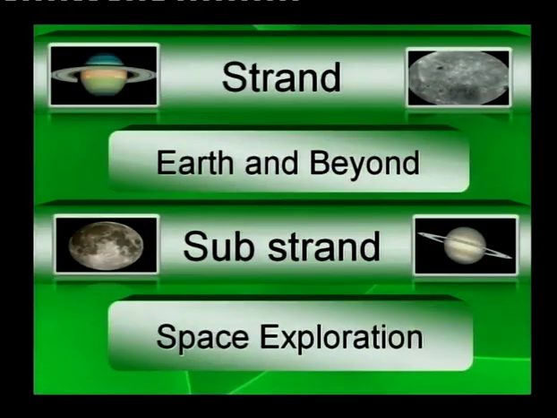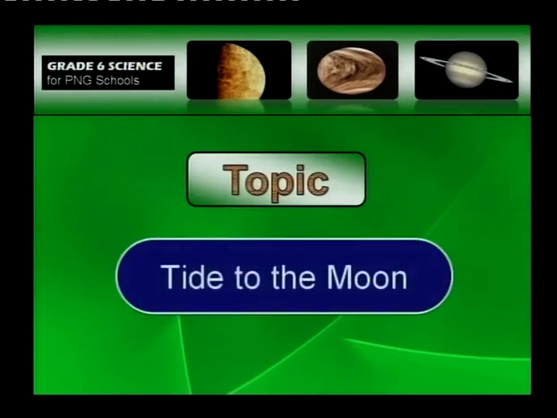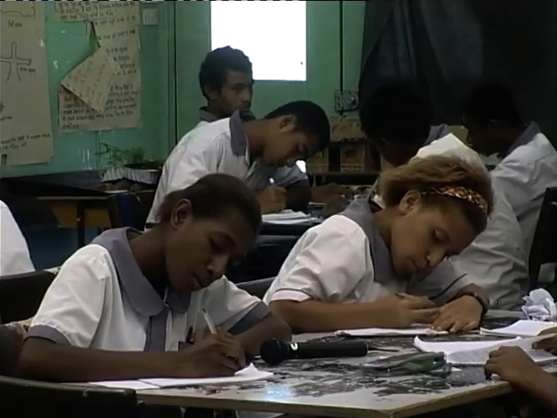All right, in our last lesson, receiving students and 6E, we looked at moon phases, different moon phases. All right. Receiving students and 6E, we are still looking at the same outcome, strand and substrand. And our topic for today's lesson is tides, tied to the moon.